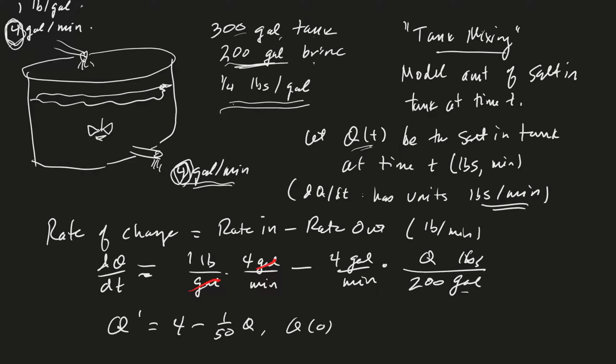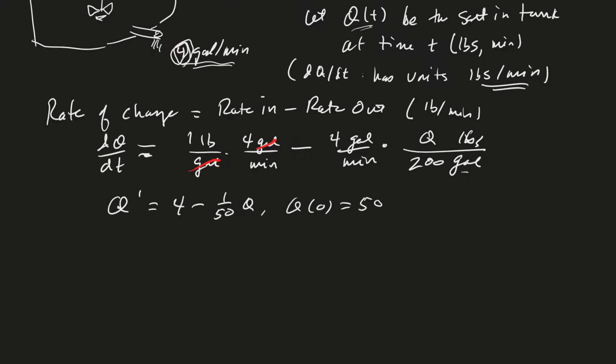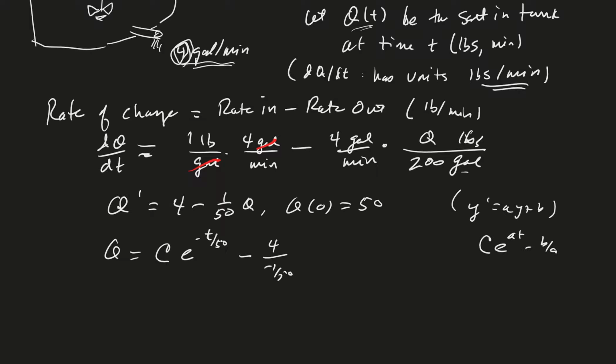And do we know Q of 0? It's not 1/4, right? That's the concentration. We have to multiply 200 by 1/4, and so that would be 50. Good. So can we solve this real quick? Notice that it is of the form y prime equals ay plus b. And so can you write down the solution from that? If you can, excellent, because it just makes things go faster. Remember this: c e to the at minus b over a, right? That's what you're looking at here.